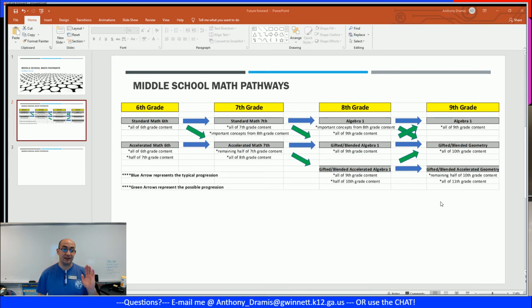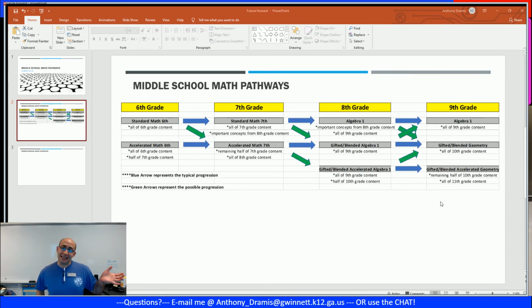Let's go ahead and do that from 6th to 7th, and then I'll explain the green arrow. If your child is in standard 6th grade math, the natural progression would be to go to standard 7th grade math, which teaches all of 7th grade content. Last year was the first year of Algebra 1 for all. So what the 7th grade teachers are doing now is teaching the most important concepts from 8th grade material at the end of the year in 7th grade, to give your child a boost and a little bit of kick so they can get into 8th grade and have a good understanding of the most important concepts.